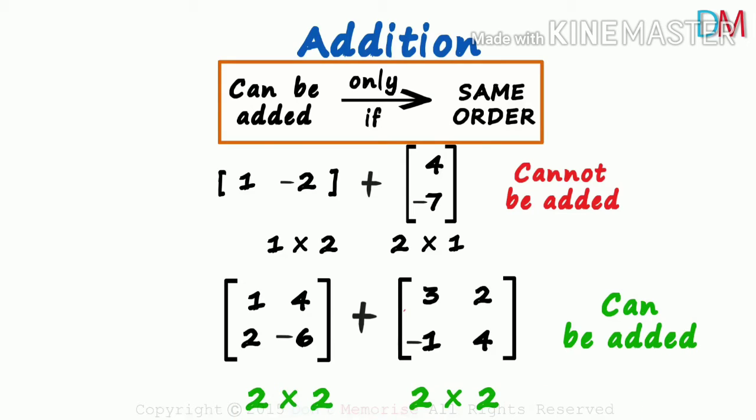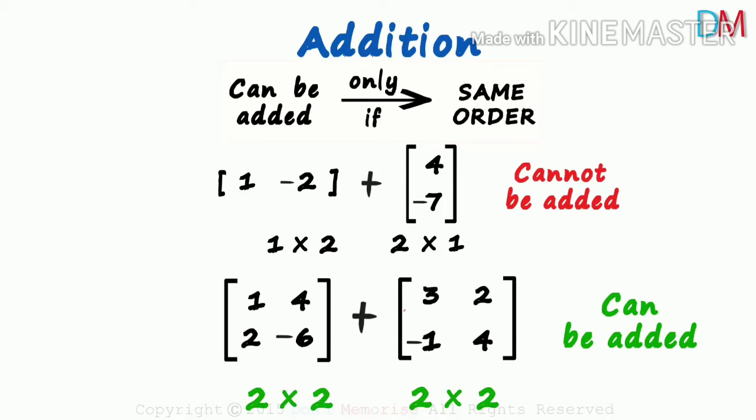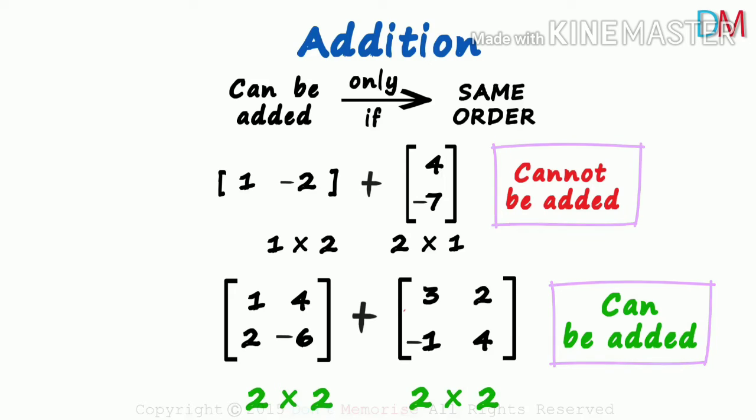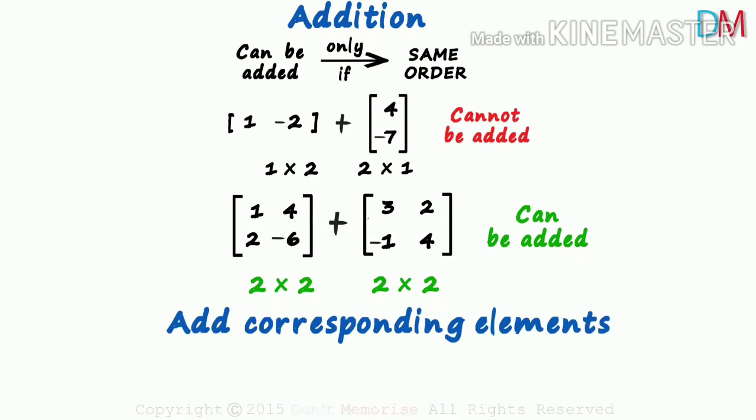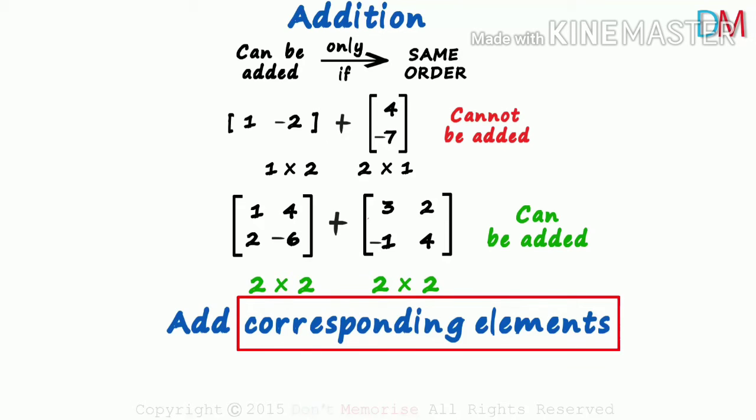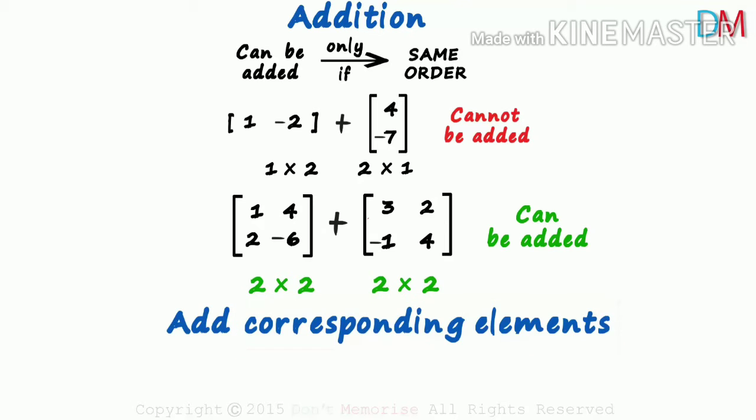This should always be our first step. Before we move on to addition, we should check if they can be added or not. Once we know that they can be added, we can perform the addition. So how do we add two matrices? We simply add the corresponding elements. What do we mean by corresponding elements? The corresponding elements are the elements which have the same positions.